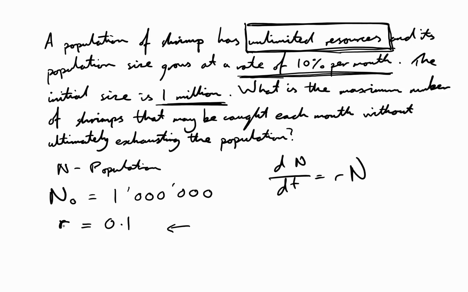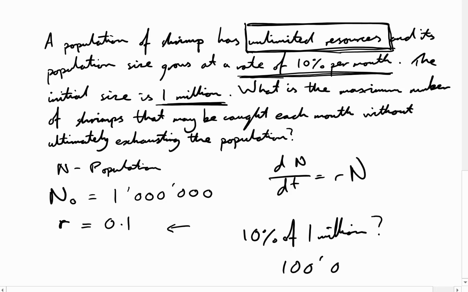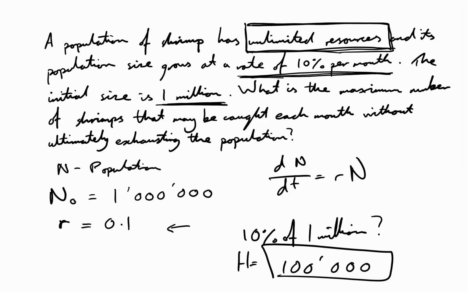So what am I talking about? Well, what's 10% of 1 million? It's going to be 100,000. So I'm proposing that we can harvest 100,000 shrimp per month, because that's the amount being produced each month.